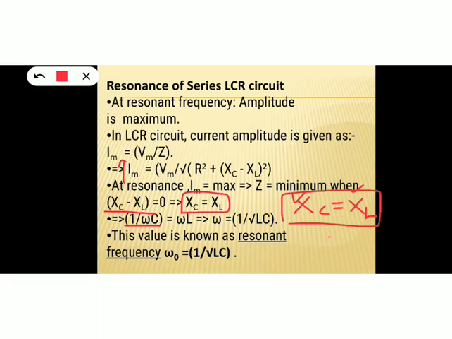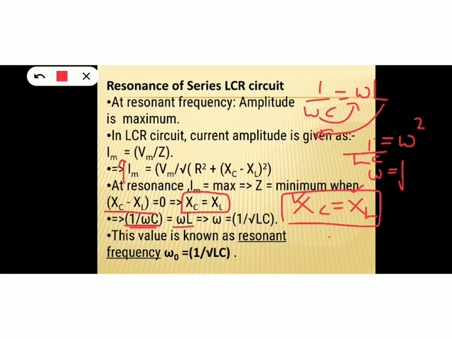So Xc equal to XL can be written as 1 by omega C is equal to omega L. Then from this, what is omega? See, 1 by omega C is equal to omega L, isn't it? Now bring this omega to this side, and bring this L to this side. So we will get 1 by LC is equal to omega square. And what is omega? Therefore omega is equal to square root of 1 by LC, or we can write omega equal to 1 divided by square root of LC.